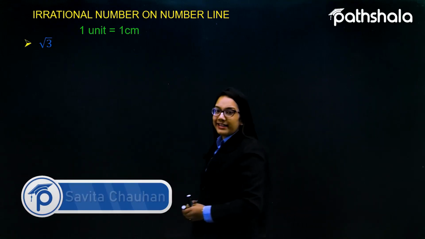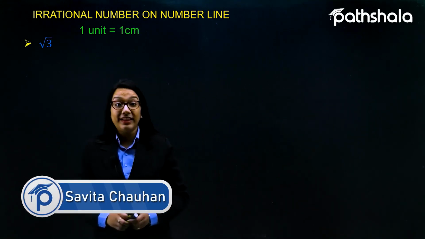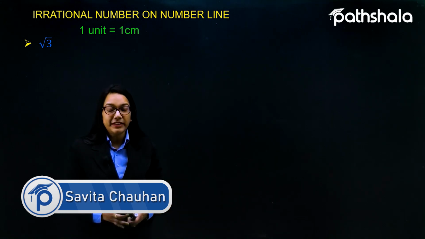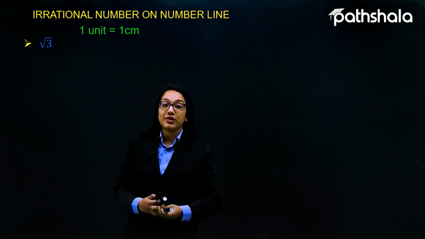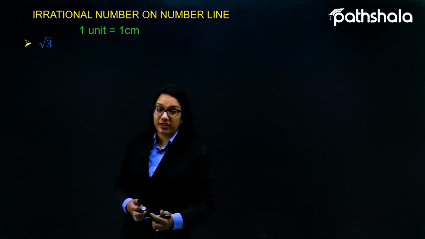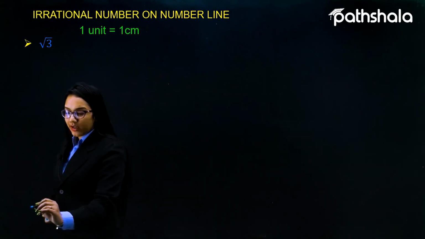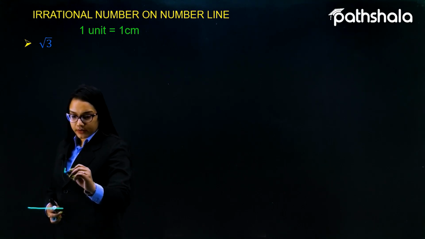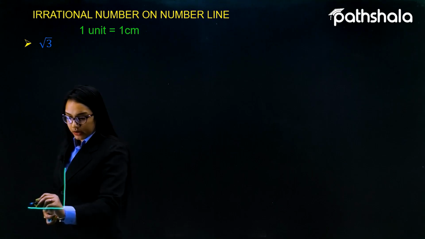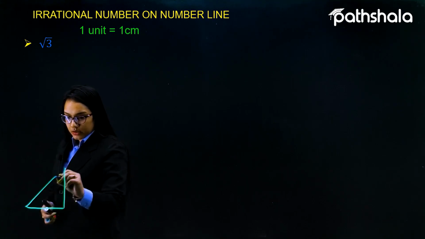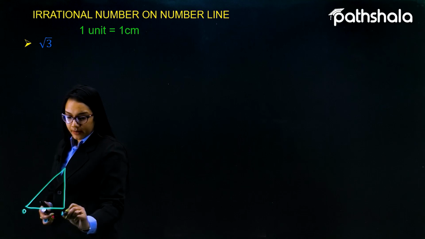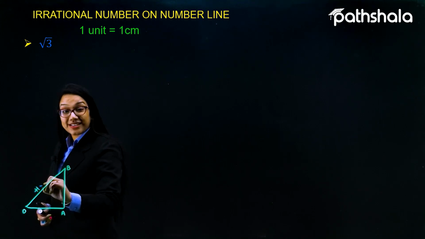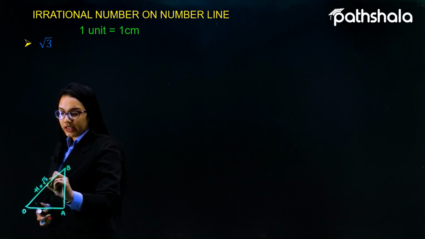Let's move on further and represent root 3 on the number line. Again, we are taking 1 unit as 1 centimeter. Using the Pythagoras theorem, we are representing root 3 on the number line. Let us suppose I take a right angle triangle OAB, and we want the hypotenuse to be equal to root 3.